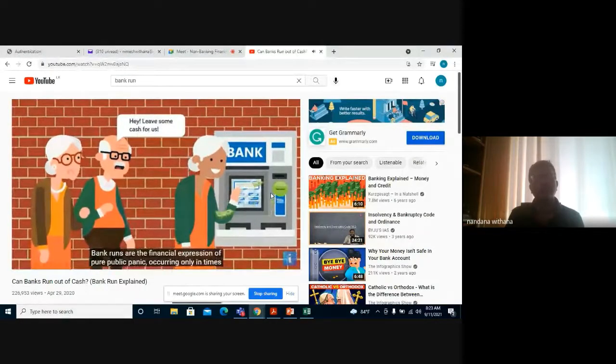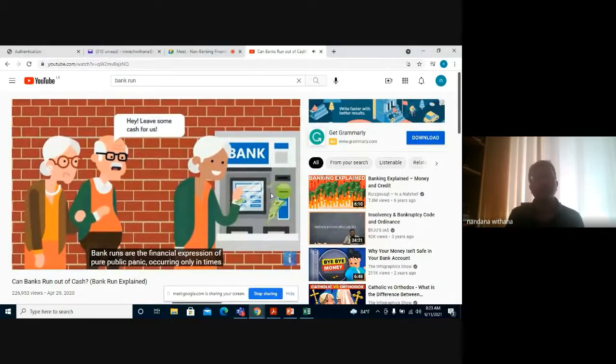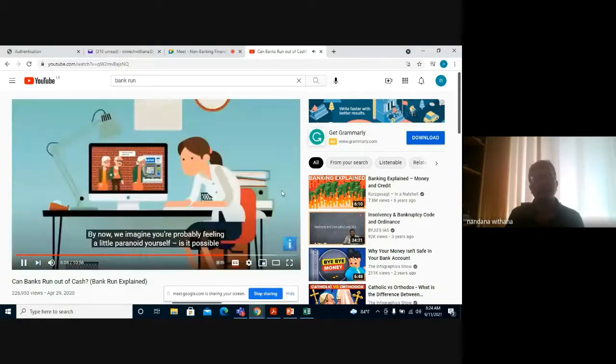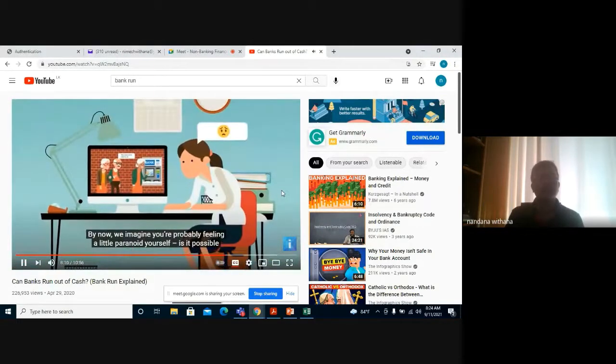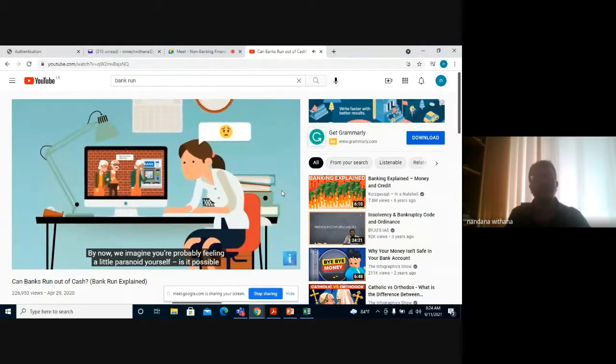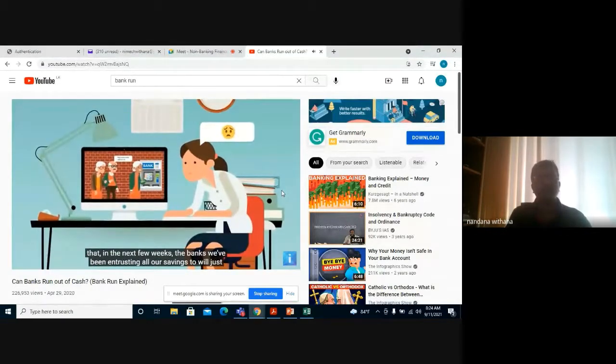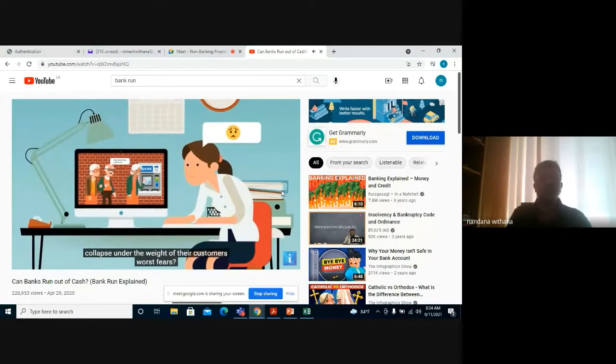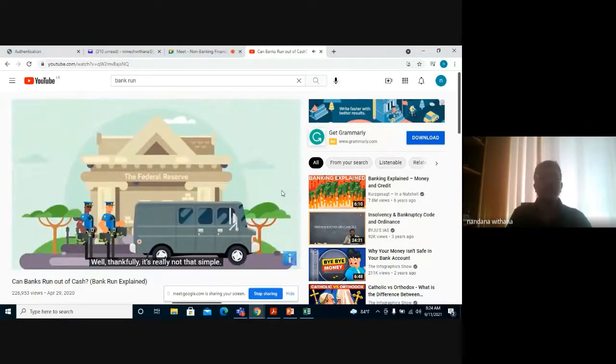Bank runs are the financial expression of pure public panic, occurring only in times when customers simply don't trust banks to keep their money safe. By now, we imagine you're feeling probably a little paranoid yourself. Is it possible that in the next few weeks, the banks we've been entrusting all our savings to will just collapse under the weight of their customers' worst fears? Well, thankfully, it's not really that simple.